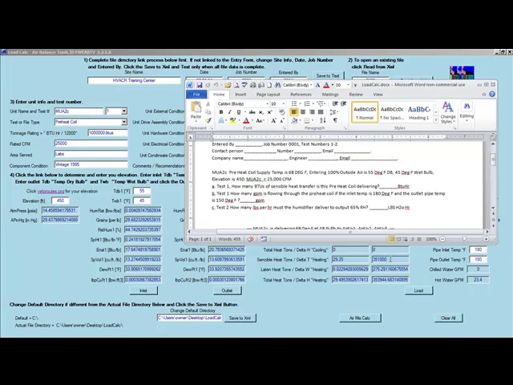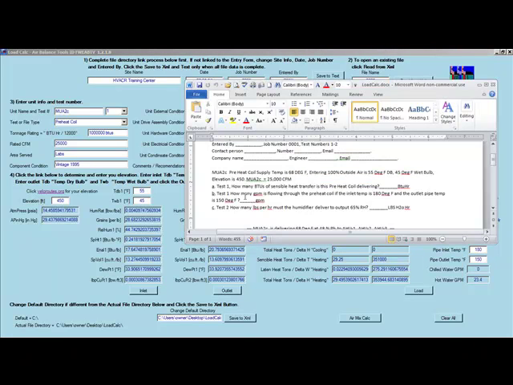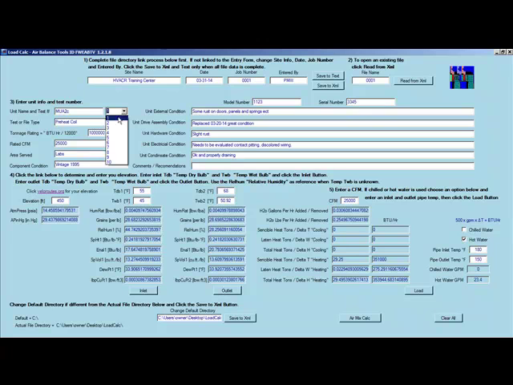So the questions that we have is how many BTU sensible heat transfer? That would be 351,000 BTUs. How many GPM is flowing through the preheat coil if the inlet temperature is 180 and the outlet pipe temperature is 150? That would be 23.4 GPM. And test number 2. How many pounds per hour must the humidifier deliver to output 65% RH? Let's go ahead and bring up test number 2.